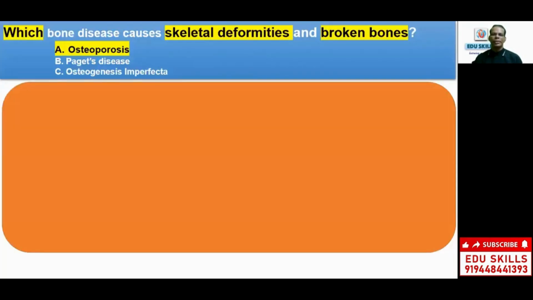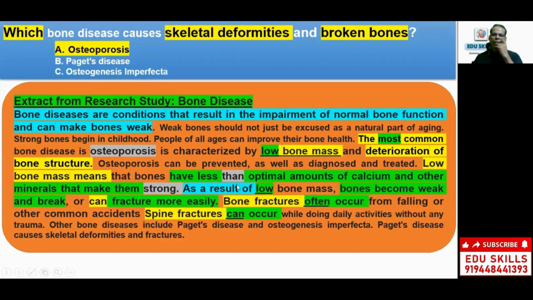You can just check out. See, as a result of low bone mass, bones become weak. Bones become weak due to low bone mass. So here, bones become weak is the synonym of skeletal deformities, and bones break is the broken bones. So beautifully it is given. So the only idea is that you are being misguided, saying that while doing all these things, till here, till trauma, it speaks about the first option. Okay, which is the first option?